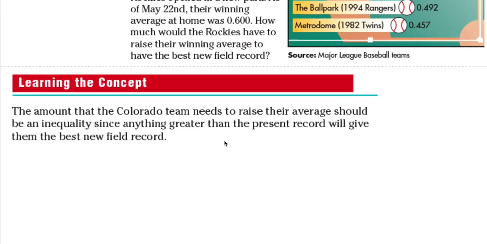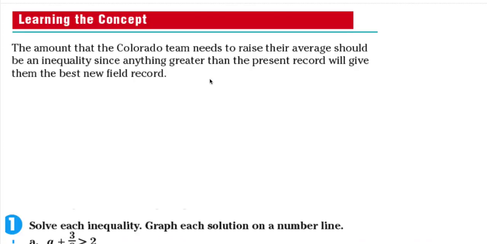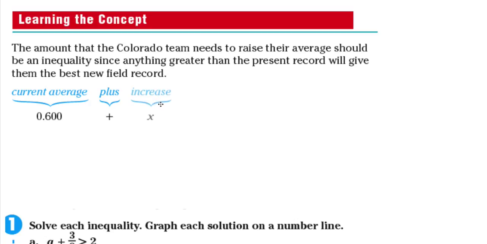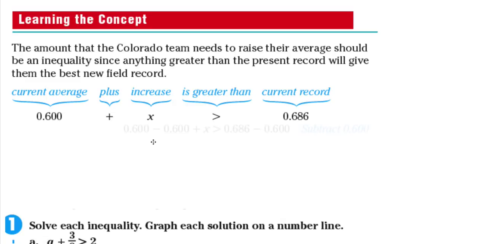Okay, before we answer that question, let's learn the concept. The amount that the Colorado team needs to raise their average should be an inequality, since anything greater than the present record will give them the best new field record. So we want to get the current average, which is 0.600, and add the increase, which we don't know yet. We'll define it as x. It is greater than the current record the Indians hold, which is 0.686. So this is our inequality: 0.600 plus x is greater than 0.686.